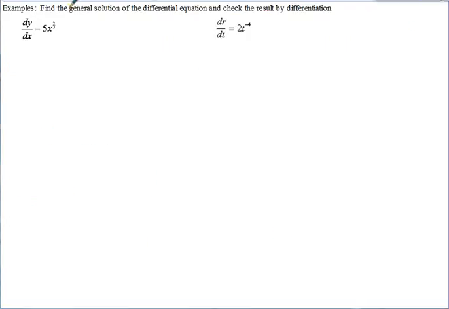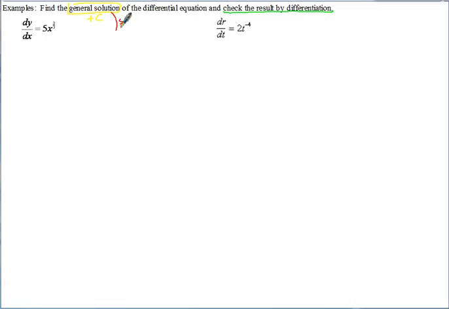Next two say find the general solution of the differential equation and check the result by differentiation. Okay. So when it says the general solution, it's because there's going to be a plus c in our answer. We're not going to know what that c is. And what we're going to solve for, basically we're starting with a derivative on both of these. We're trying to get back to the original equation. That's what it means by the solution.